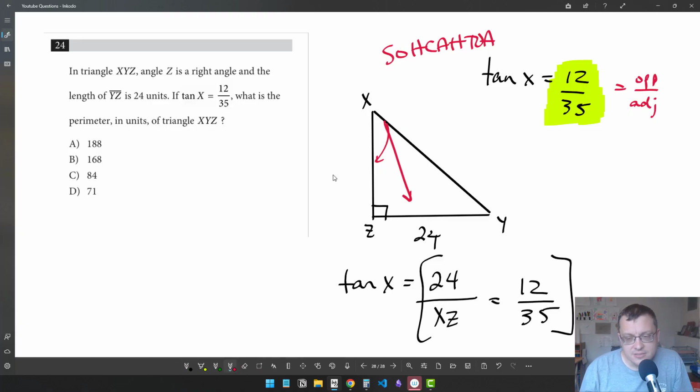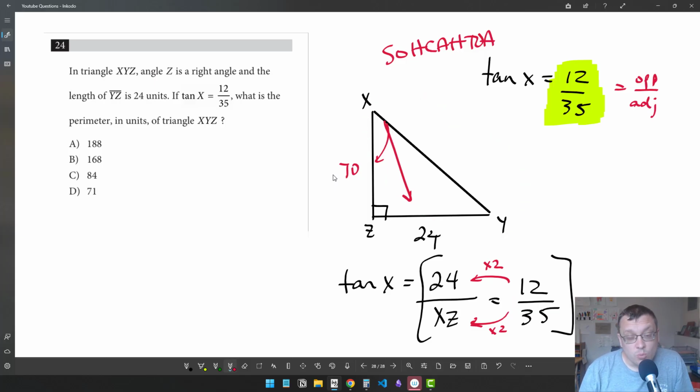Now, in this case, it's kind of an easy multiplier, right? It looks like the real sides are 2 times the ratio values. So that suggests that XZ is 70. But you could cross multiply and divide both sides by 12. You'll get 70. Okay, we want the perimeter, which means I need XY.